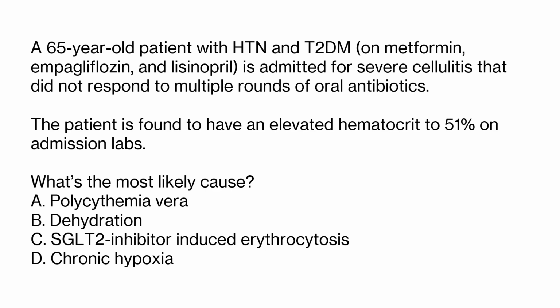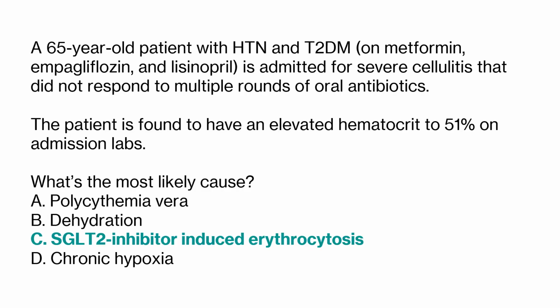A 65-year-old patient with hypertension and type 2 diabetes on some medications is admitted for severe cellulitis that did not respond to multiple rounds of oral antibiotics. The patient is found to have an elevated hematocrit to 51% on admission labs. What is the most likely cause? PV, dehydration, the SGLT2 inhibitor, or chronic hypoxia?